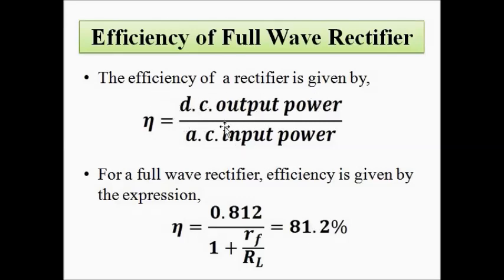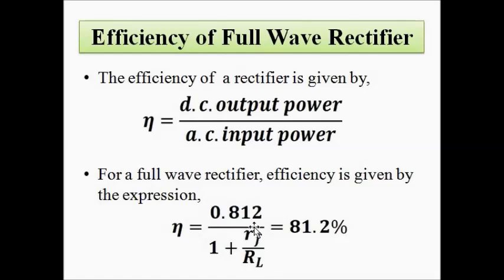So, the efficiency of the rectifier is the DC output power divided by the AC input power. This is the final expression. Now, there is a long process of deriving this whole thing by calculating the RMS value and the average value. We will discuss that in a separate video because it is very long to accommodate in this video. So, here the efficiency is 0.812 divided by 1 plus rf by RL, where small rf is the forward resistance of the diode and RL is the load resistance.